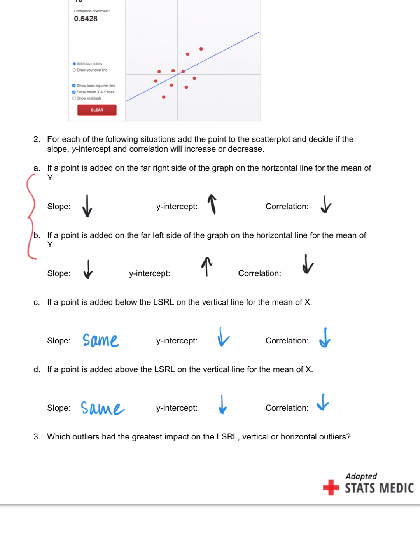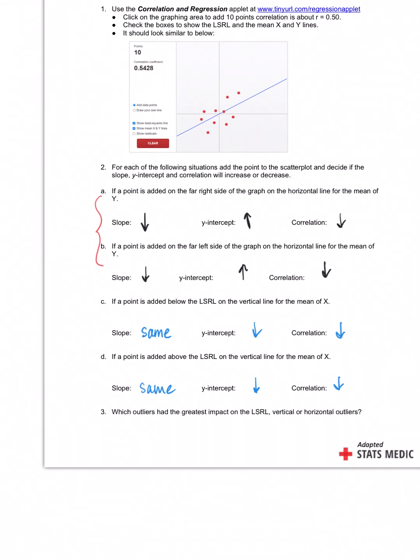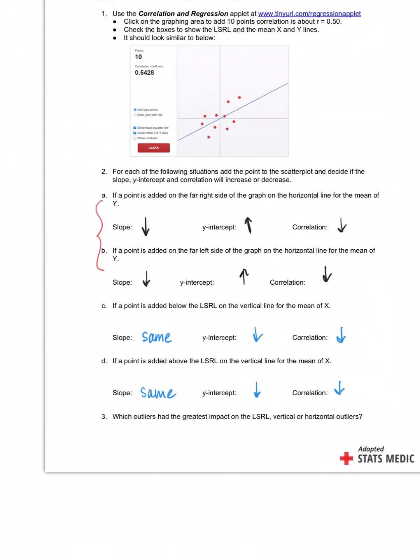Everything changed, didn't it? So what that's doing is tilting the line. I'm going to draw myself a little teeter-totter, right? You put down and it goes, that part goes down, this part goes up. Those tilt the line. So we add a point, it's like a horizontal outlier, right? A horizontal outlier will tilt the line. It messes with your slope, messes with y-intercept, and it messes with correlation, okay?